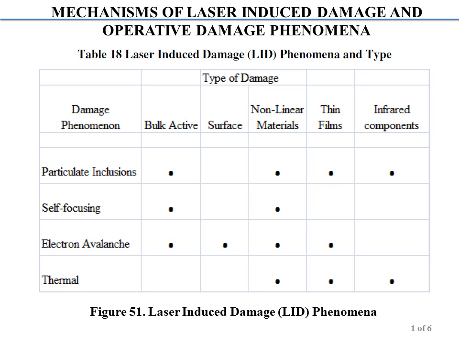For surface damage, mostly electron avalanche. In the case of nonlinear materials, particulate inclusion, self-focusing, and electron avalanche, as well as thermal, all types of damage phenomena become important. And in the case of thin film, which is what we're dealing with, particulate inclusions, electron avalanche, and thermal phenomena are key. And the rest is for infrared components, particulate inclusions, and thermal. So we'll focus more on the thin films.